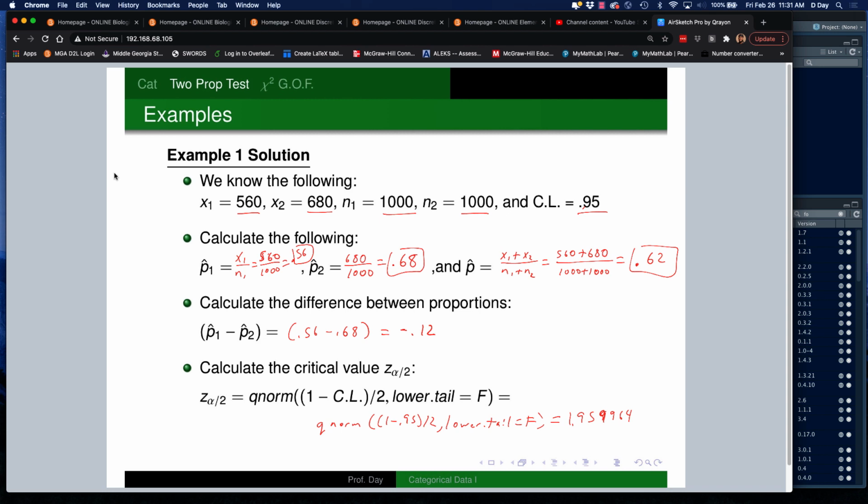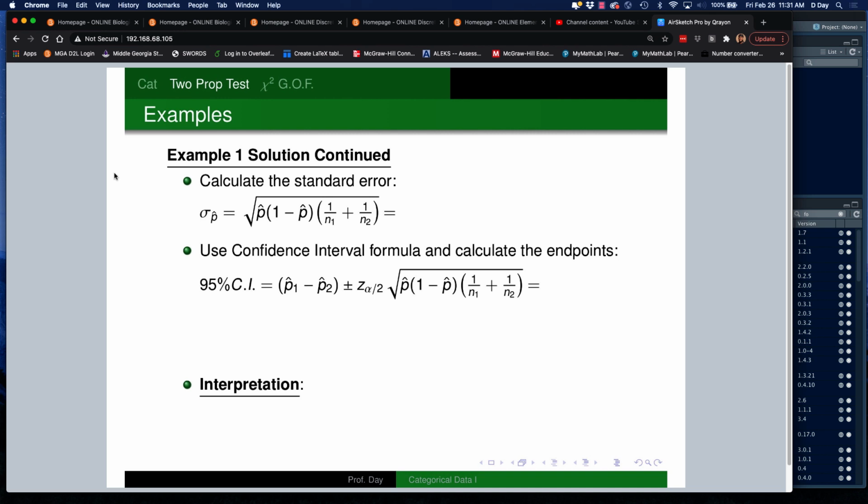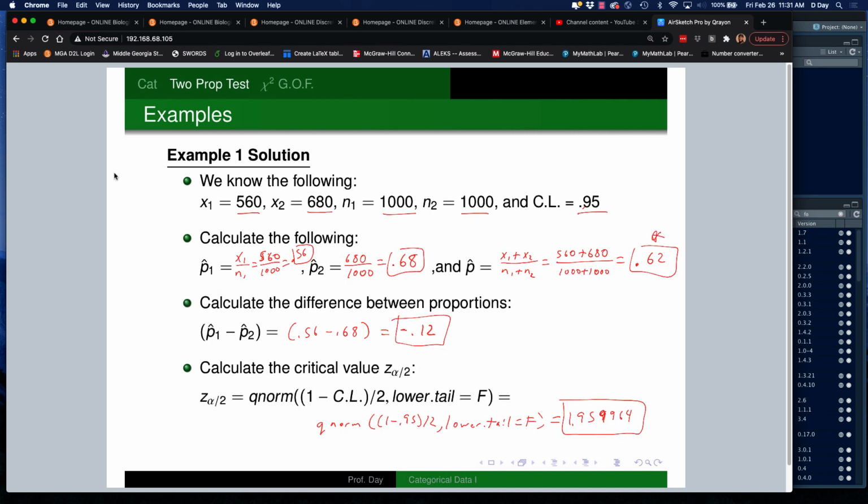We're about to go on to the next page, and we still need the information from this page. This value here is going to be our point estimate. We've got our critical value. The next thing we need to calculate is our standard error, which uses that pooled P hat value, 0.62. So we're going to need this in the next step. And remember that the sample sizes are 1000 each.